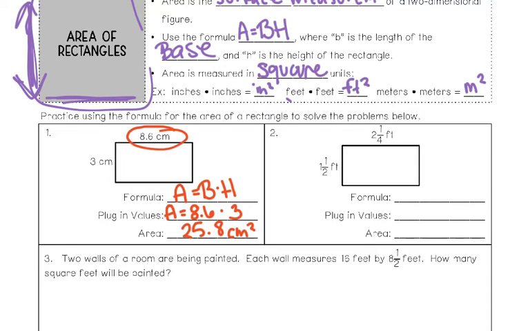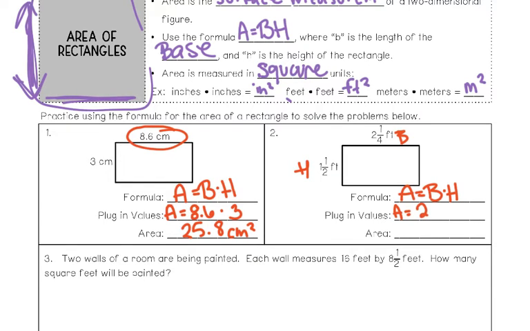Now you can confidently do number 2. These are fractions, so it might be a little harder, but it's okay. Don't be intimidated. We're going to start off again with our formula. What's our formula? Area equals base times height. Just plug it in. We're solving for A, kind of like when we solve for X. What's the base? Here's our base, and here's our height. Just plug it in.